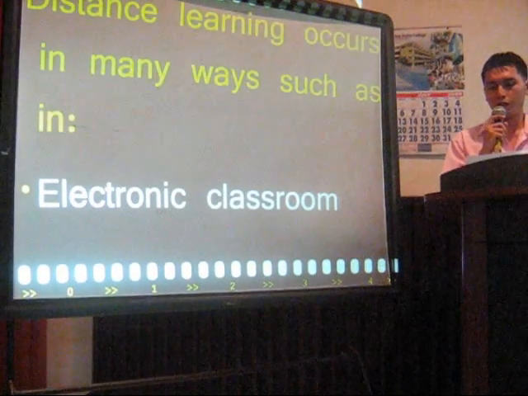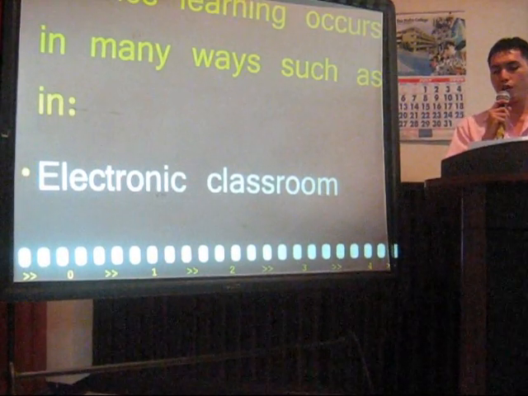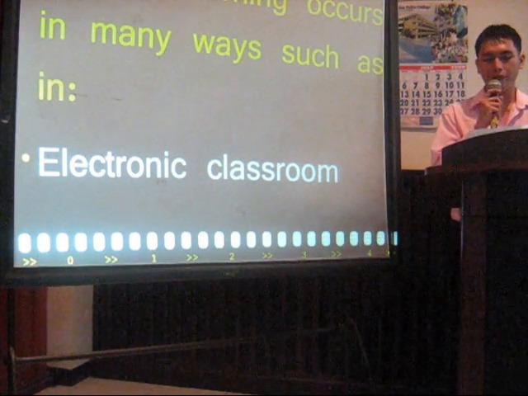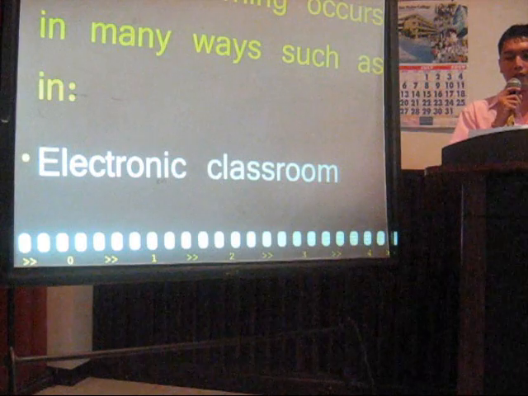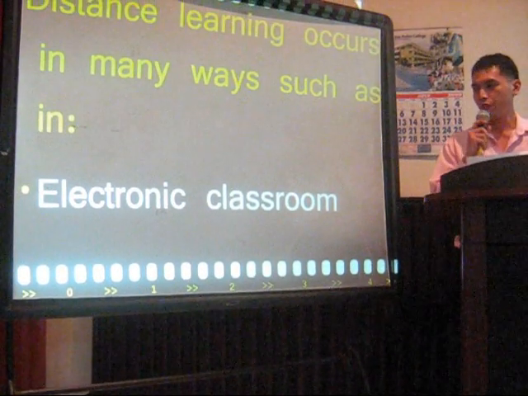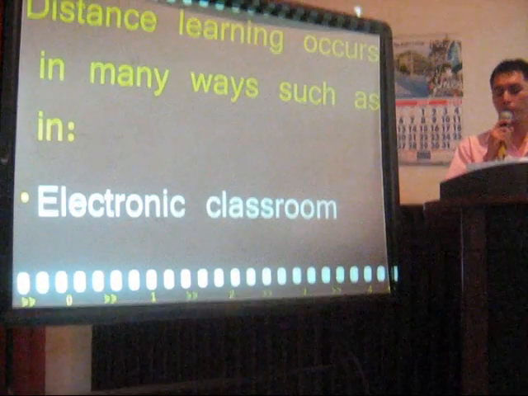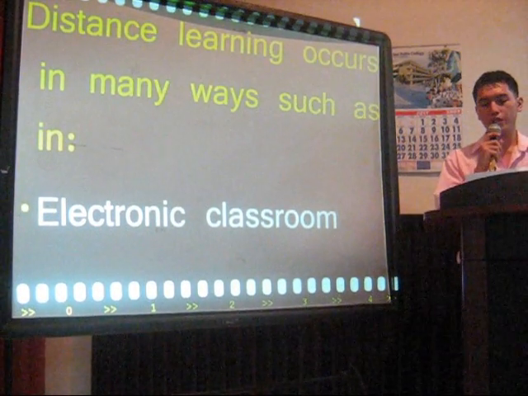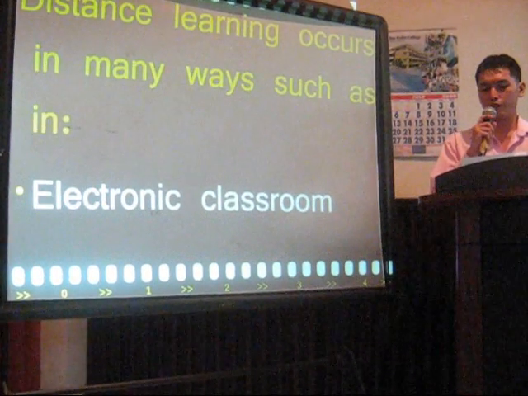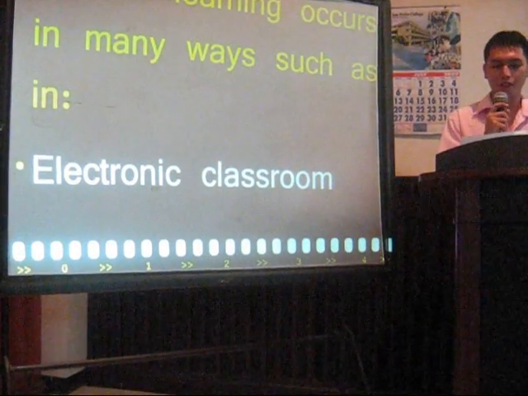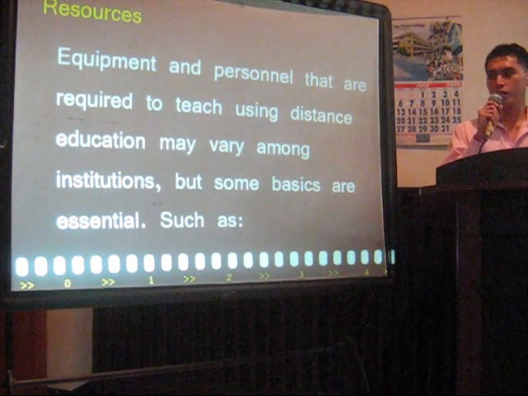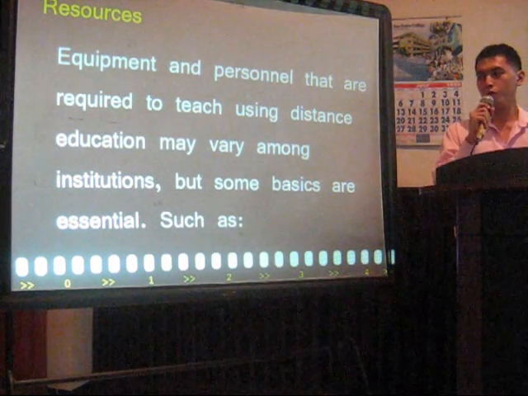Next, distance learning occurs in many ways, such as electronic classrooms. All students in multiple locations view the faculty in person over a monitor that is similar to a television screen. Next, they see each other in each location over a monitor. All students hear the same information from faculty and student peers over a monitor that is similar to a television screen.